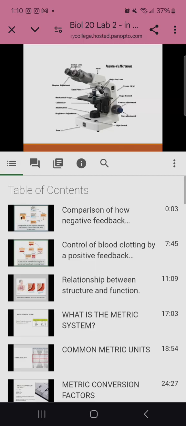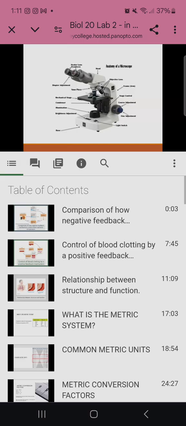40 is the high power objective lens. And then the last one is 100 times. That's the oil immersion. We're very careful when we use the oil immersion. We don't put the oil immersion lens unless we have oil on the slide. And then we slowly bring the oil immersion lens down because that's the longest one. Do you see it? It's the biggest one. So it can hit the slide and it can break the slide or the lens can be broken, okay?